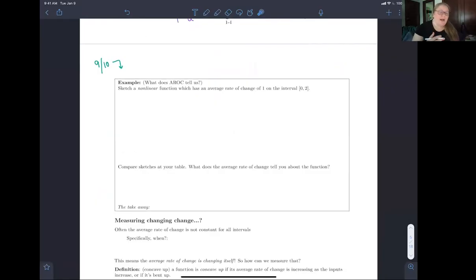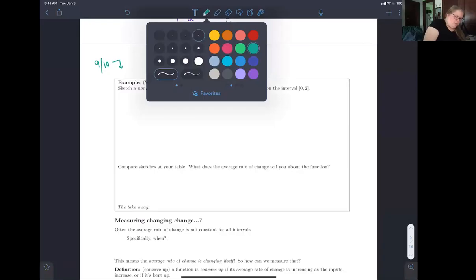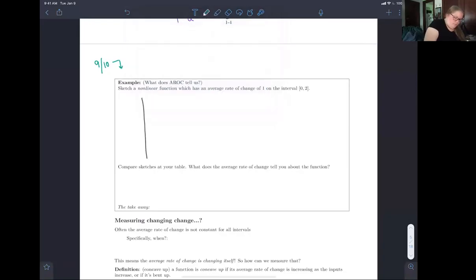So the idea for this example is talking about what the average rate of change tells us about a function. So let's sketch a nonlinear function, which has an average rate of change of 1 on the interval from 0 to 2. Well, I'm going to need some axes, right? So we'll go ahead and try to draw some of those in. And I know that my function is going to be measured from 0 to 2. Great. That means I know the interval that we're exploring, right?